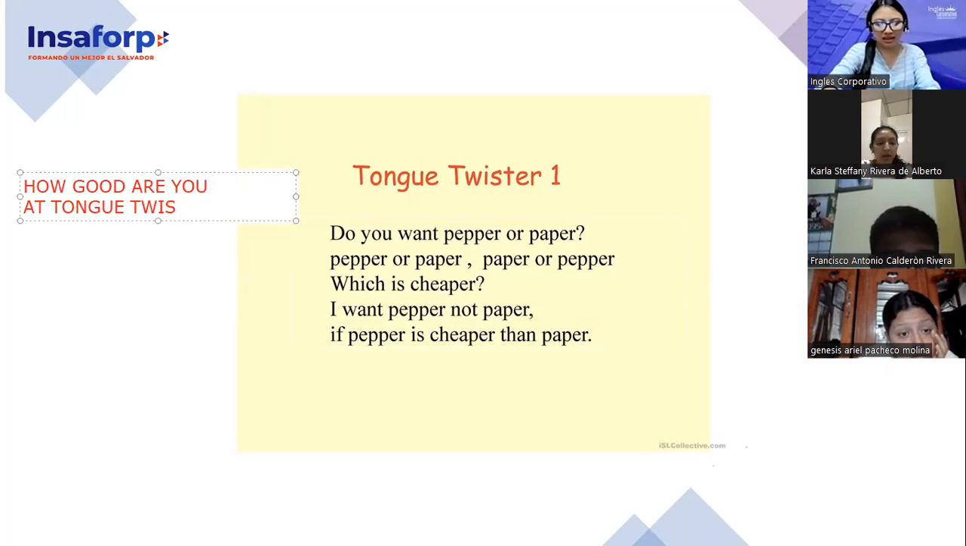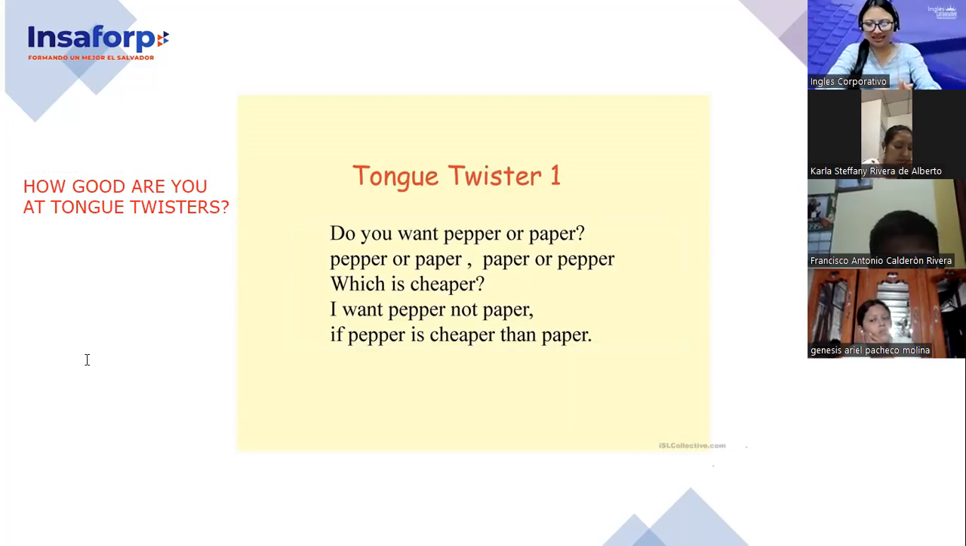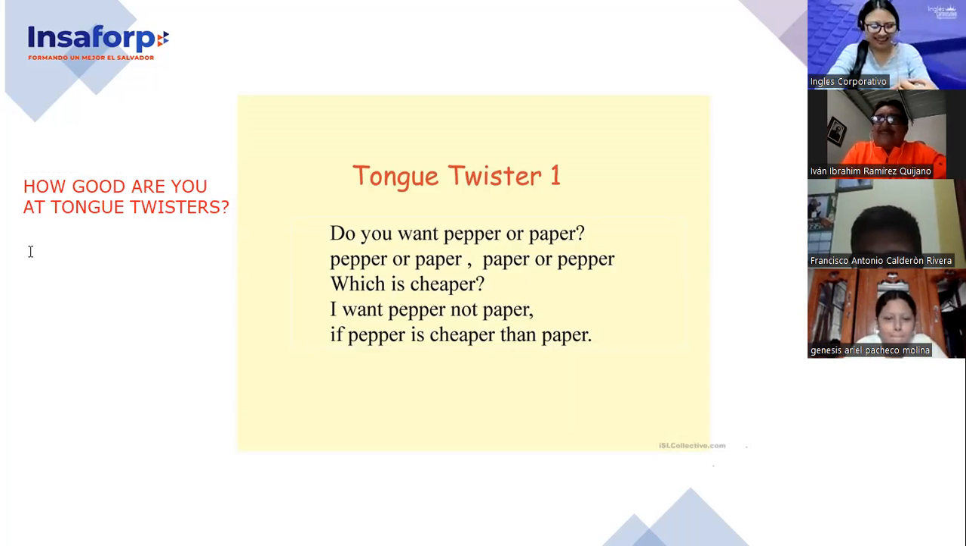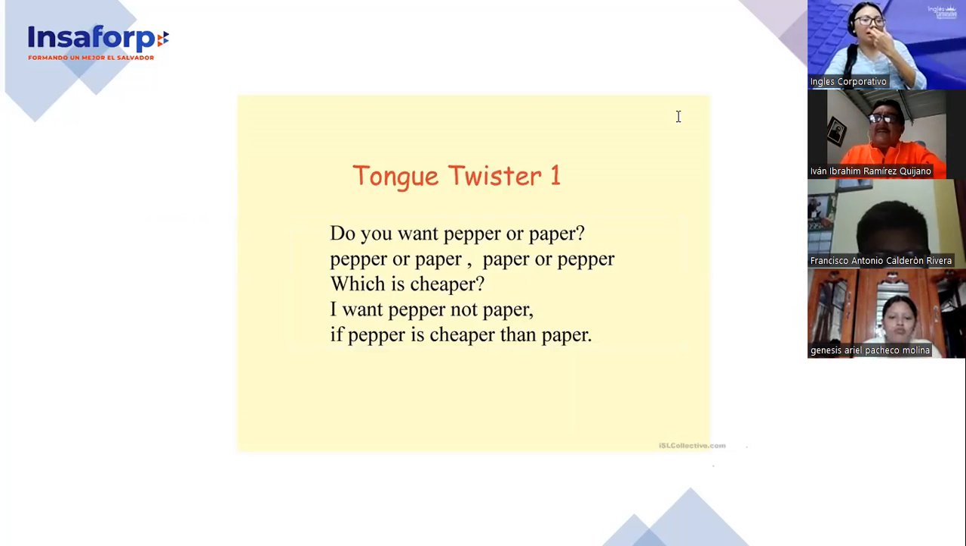Estamos practicando las estructuras que ya vimos. How good are you at tongue-twisters, class? How good are you? I am so-so. So-so, okay. Who is excellent at tongue twisters? I am bad, teacher. You're bad? Okay, so everybody is going to practice. Vamos a irle perdiendo el miedo a equivocarnos, a aprender, okay? Y esta es una forma muy efectiva. Tongue twisters. Le va a ayudar a desenredar la lengua.